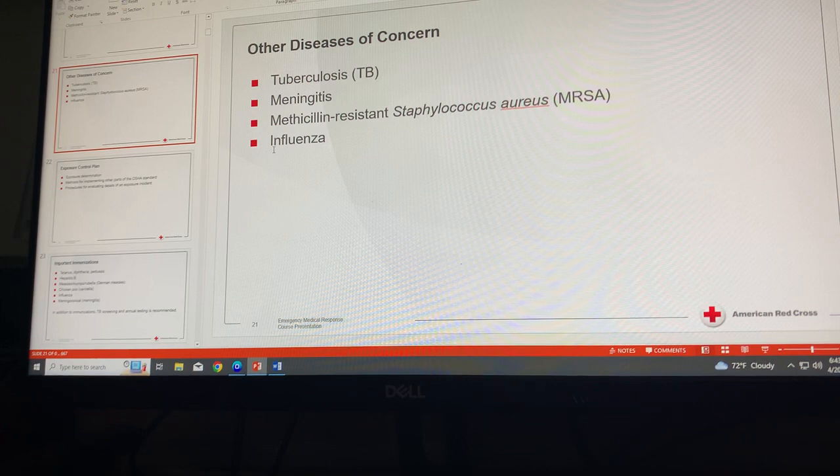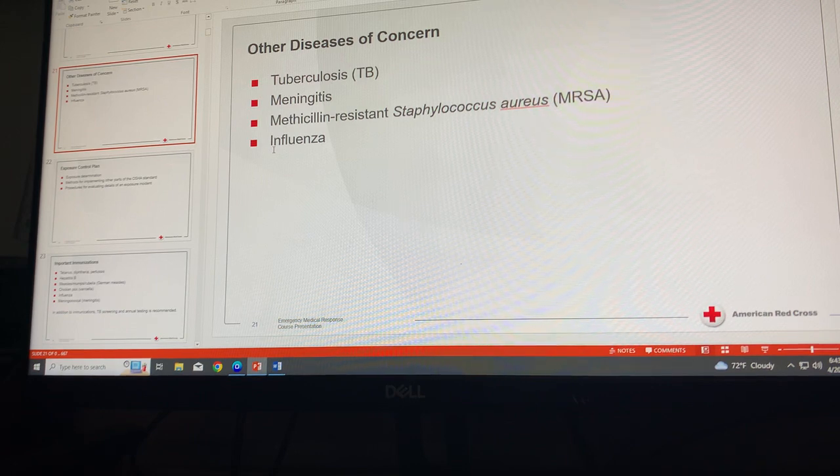Okay, these are other diseases of concern. Tuberculosis. Tuberculosis is an infection caused by a bacterium called Mycobacterium tuberculosis. The bacteria usually attack the lungs, but they may also damage other parts of the body, such as the brain, kidneys, or spine.